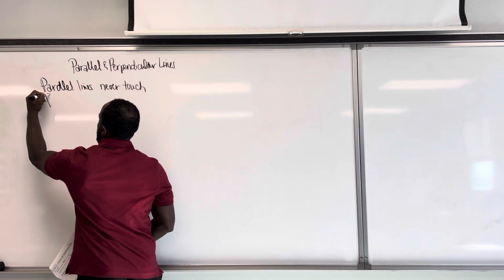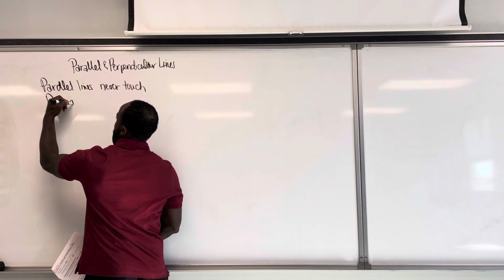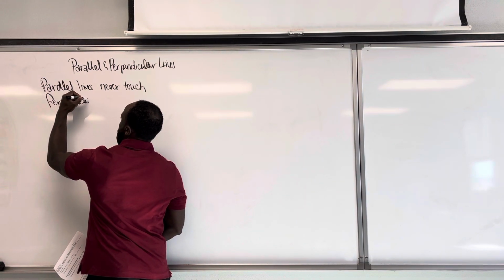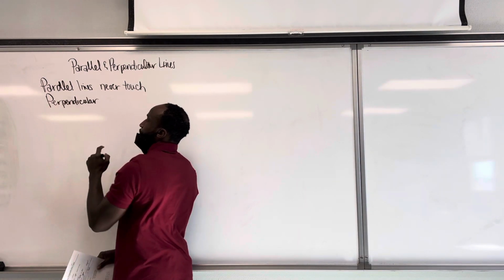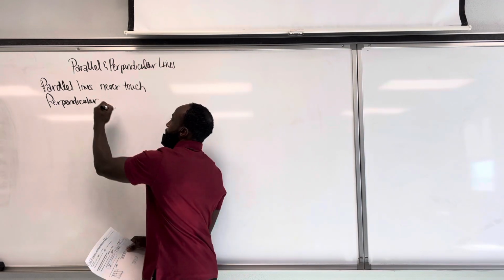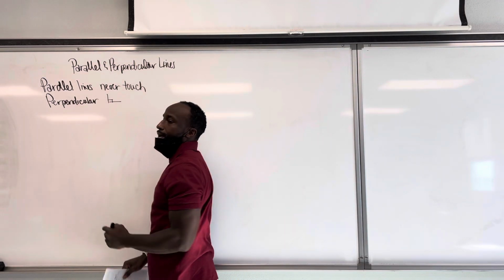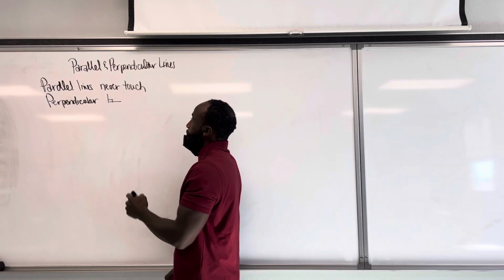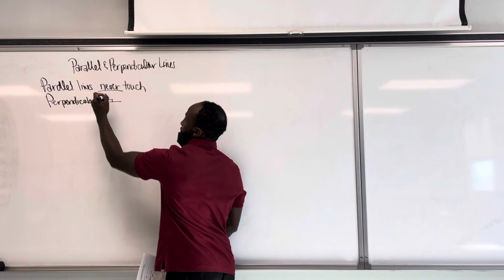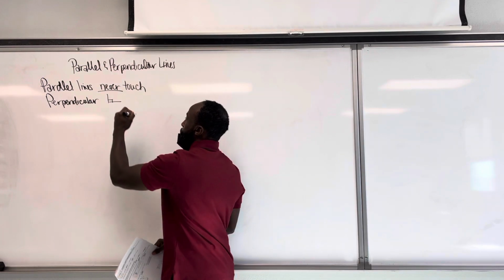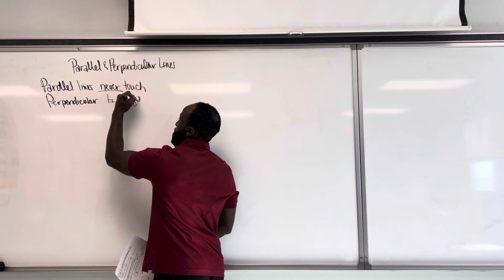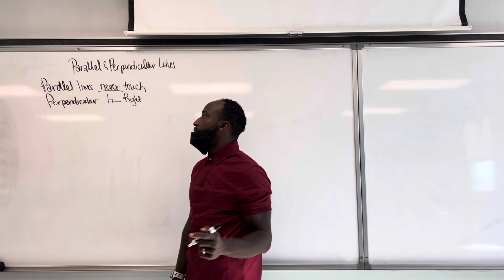What did you learn about perpendicular lines? They cross each other. How? At a right angle. They cross to form a right angle, right? So parallel lines never touch. Perpendicular lines form a right angle. That's what you learn in middle school.